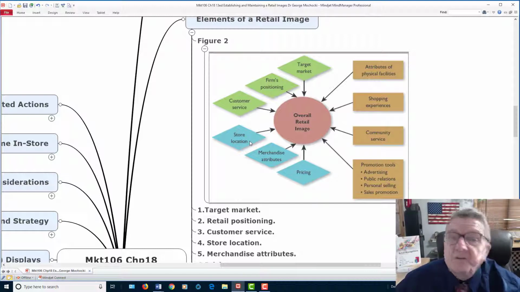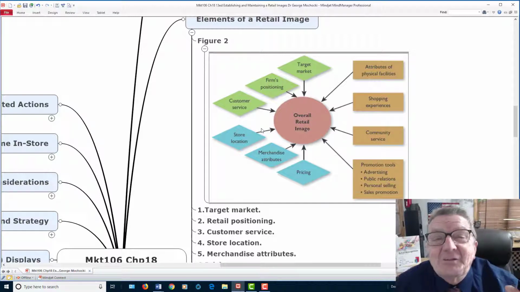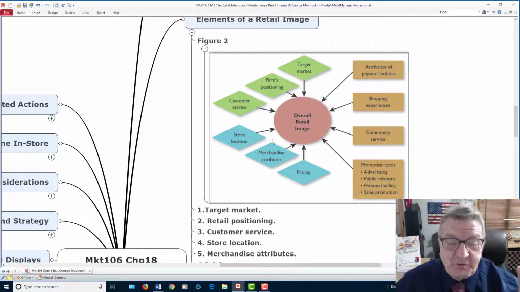If you're someplace in a strip mall, you have a different image than if you're in a big mall like Gurnee Mills, or I forgot the one that's up there in Lake County, but Gurnee Mills or Westfield Mall. I'm sorry, I got two colleges confused. Excuse me, it's early in the morning.